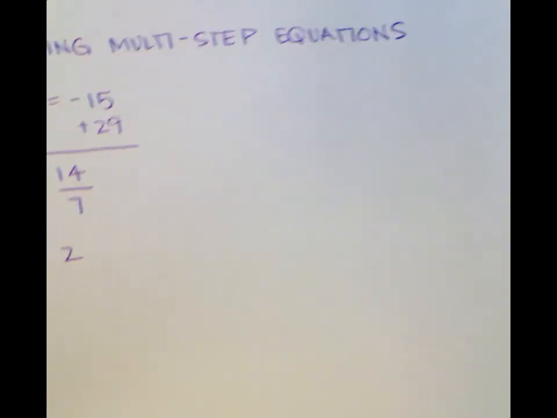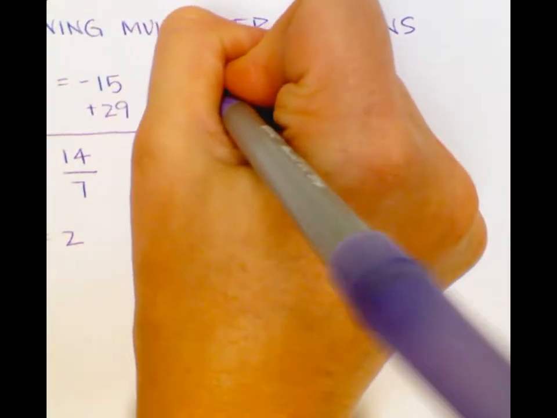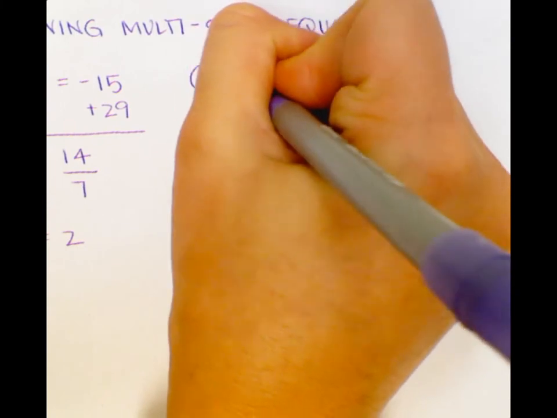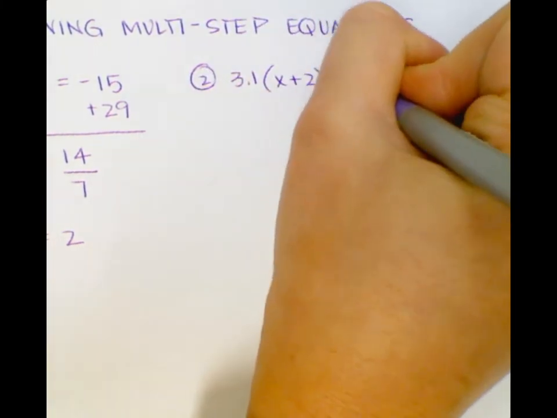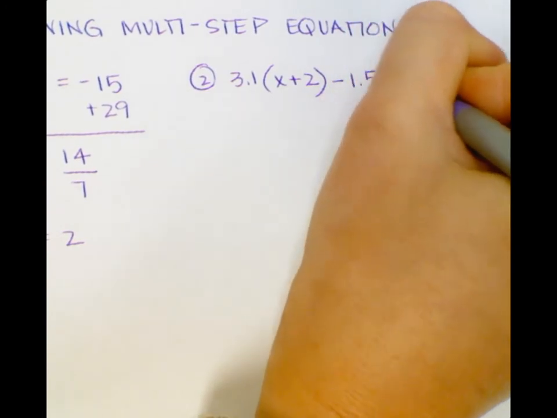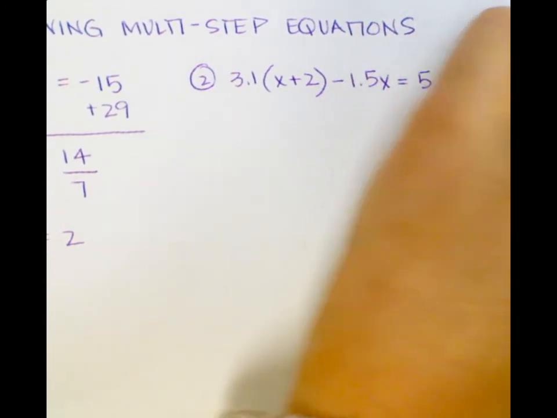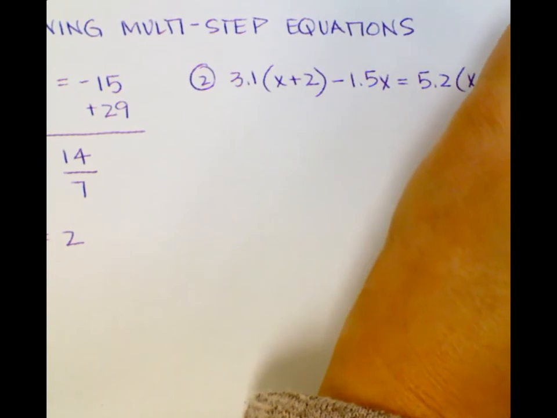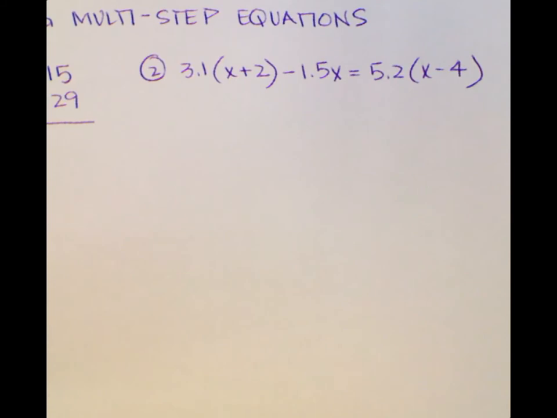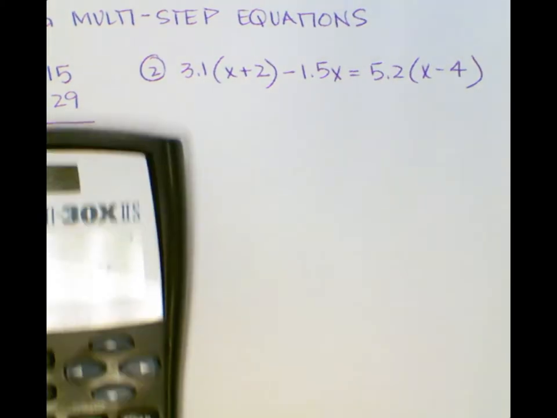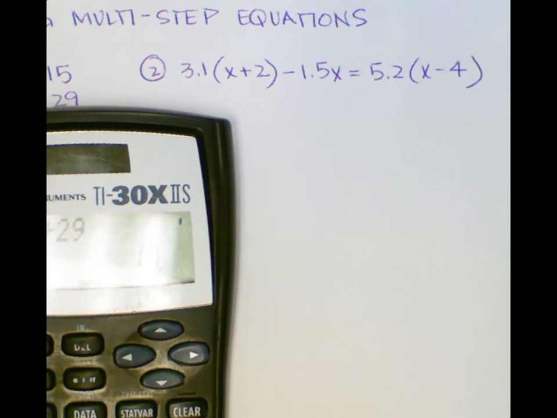All right, let's get a smidge harder. Number 2, 3.1 times x plus 2 minus 1.5x equals 5.2 times x minus 4. Now, a lot of people look at this equation and they think, oh, I'm not going to be able to do that. It's got too many decimals, blah, blah, blah. It's harder. It is not, guys. You have a calculator for a reason.